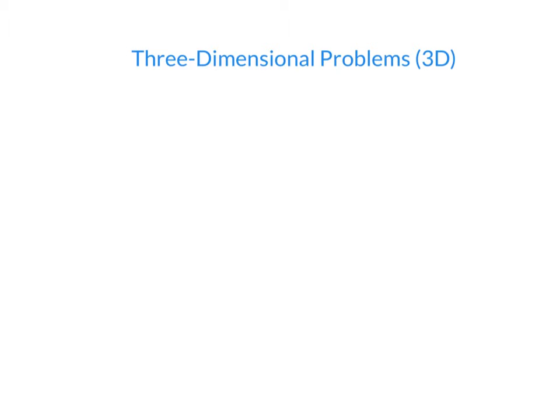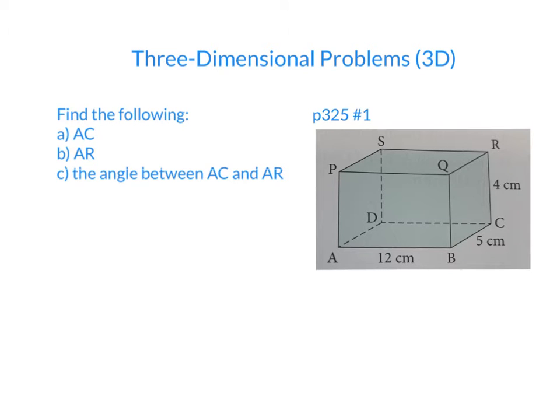This video will go through two examples of how to use trigonometry with three-dimensional problems. As always, please take notes on the two examples. This first example is an easy one involving a rectangular prism.